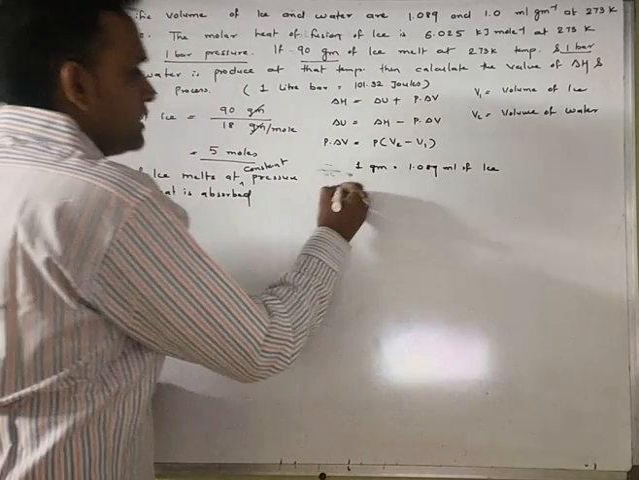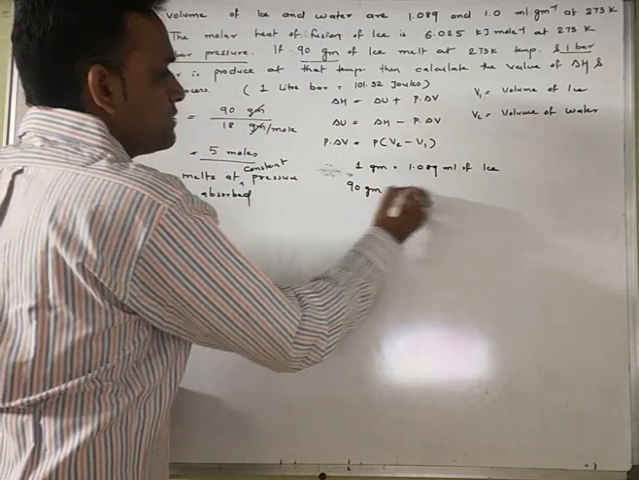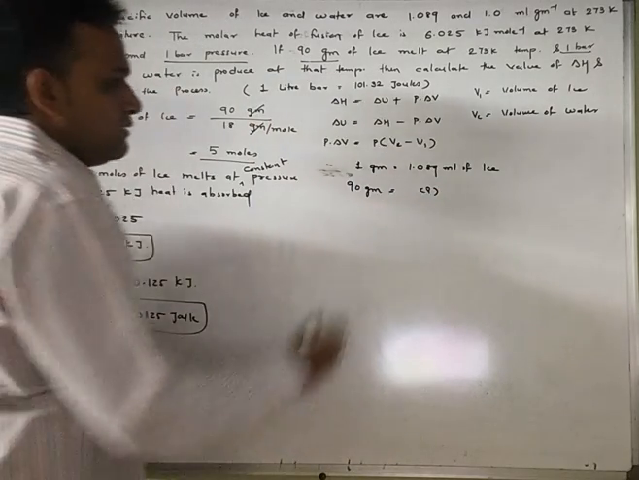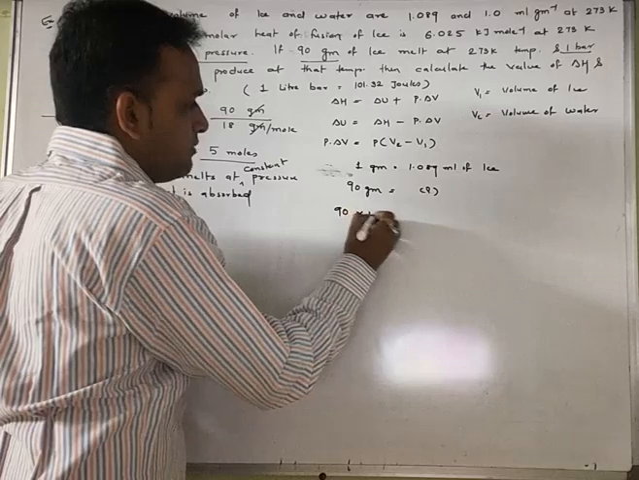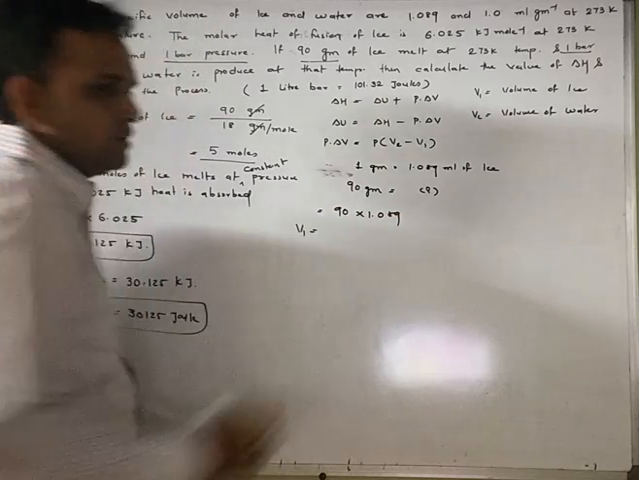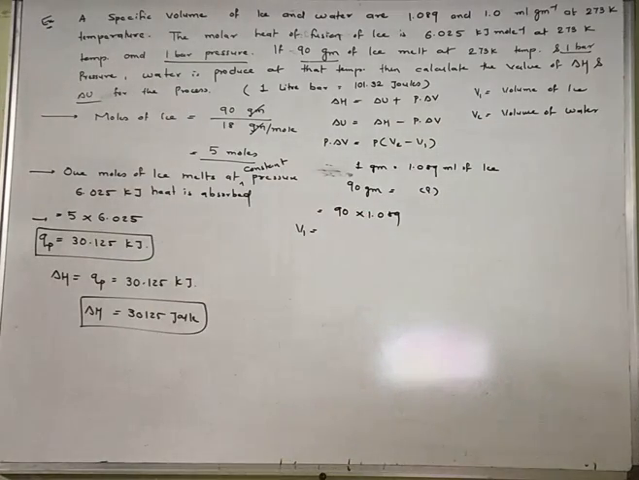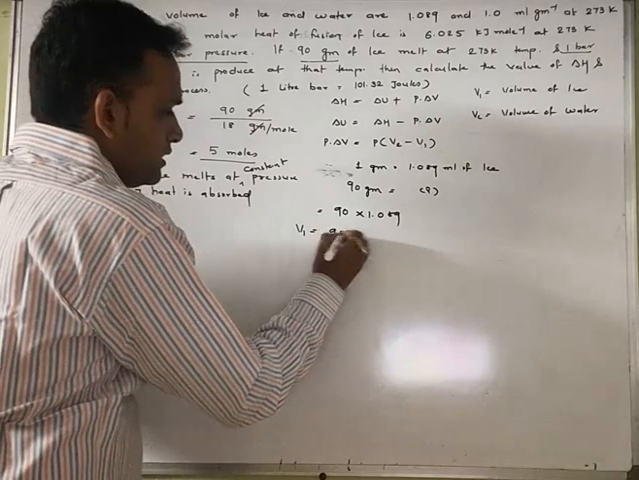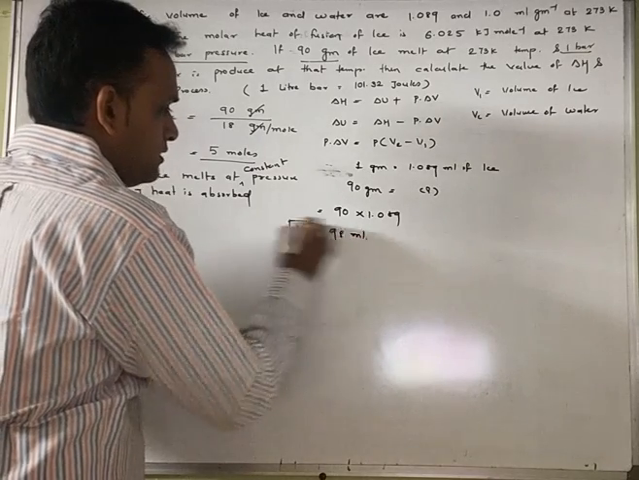So I can write that 90 gram of ice is equal to how much? Because 90 gram ice is given here, so 90 multiplied by 1.089. So we can get V1. How much will it come? About 98 ml. This is V1.